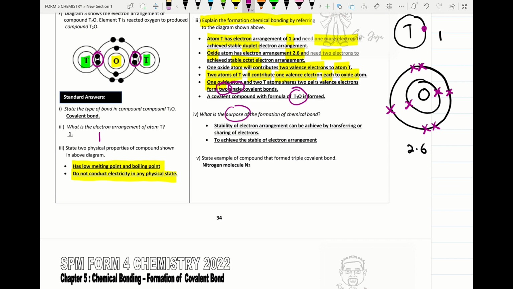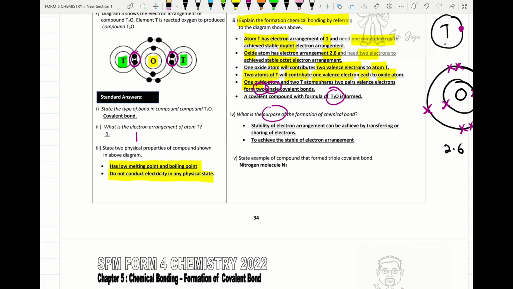Alright, what is the purpose of the formation of chemical bonding? The purpose is to achieve stability of electron arrangement, which can be achieved by transferring or sharing valence electrons. Another way to answer: T achieves a stable duplet electron arrangement, and oxide achieves a stable octet electron arrangement.